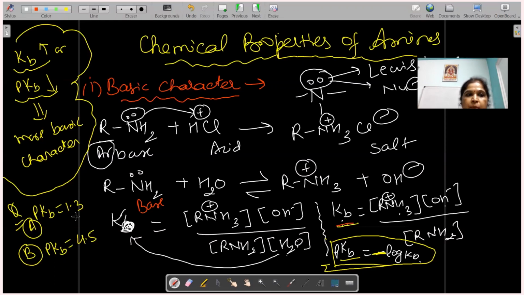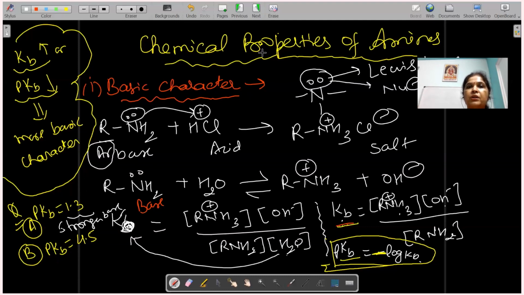Suppose we are given two bases A and B, and their pKb values are 1.3 and 4.5 respectively. If the question asks which one is a stronger base, you can easily identify it by seeing their values. What we have just discussed is that the lower the pKb value, the stronger the base. So A is the stronger base rather than B because of the lower pKb value. It is a simple basic concept which was discussed in the previous class also.